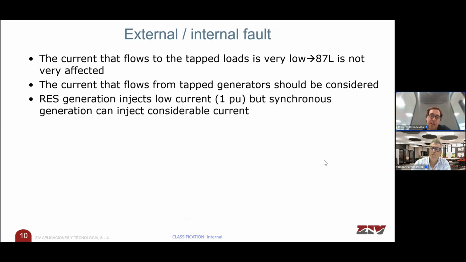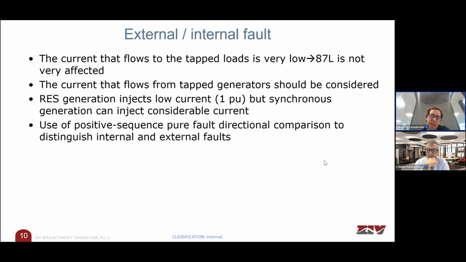If we have renewable energy sources as tap generators, the current that these sources inject is quite low, around 1 per unit. But if we have conventional generation, it can inject considerable current. So in order to operate correctly or avoid erroneous operation of line differential, we can use a positive sequence pure directional unit to distinguish between internal and external faults. We will see now that this unit is quite selective.